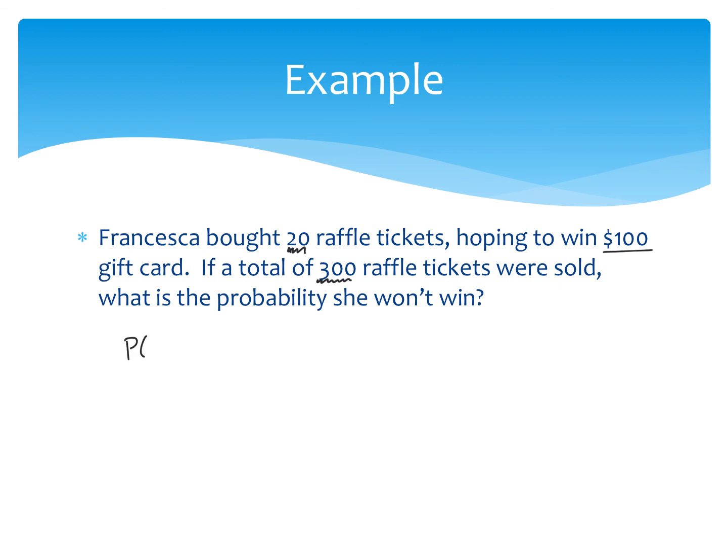So the probability that she won't win is going to be 1 minus the probability that one of her tickets gets drawn. So she bought 20 out of the 300. This is the probability that she does win. Okay, when you simplify that, it'll be 1 minus 1 over 15, which means the odds of her not winning is 14 over 15. And that is your final answer.